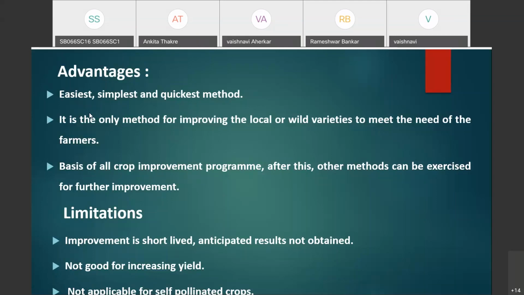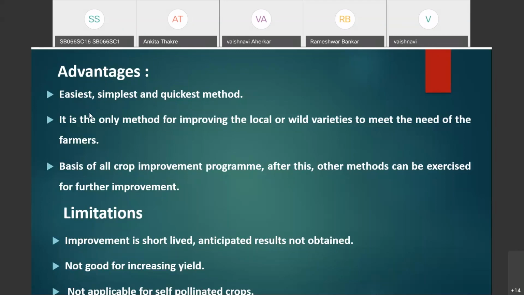Okay, that's why here we are saying mass selection is the easiest, simplest and the quickest method, because there is no testing of variety. At the end of the 8th year the variety is released without any testing. And the second important factor is that there is no control on pollination.